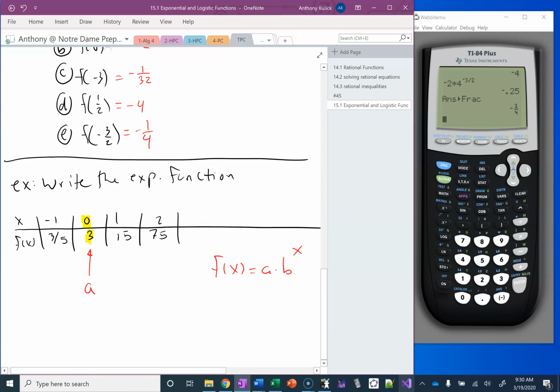Remember when we defined the initial value? That was the value of the function when x was 0. So every time, if I'm looking for a, I just find the place where x is equal to 0, and that'll tell me a.